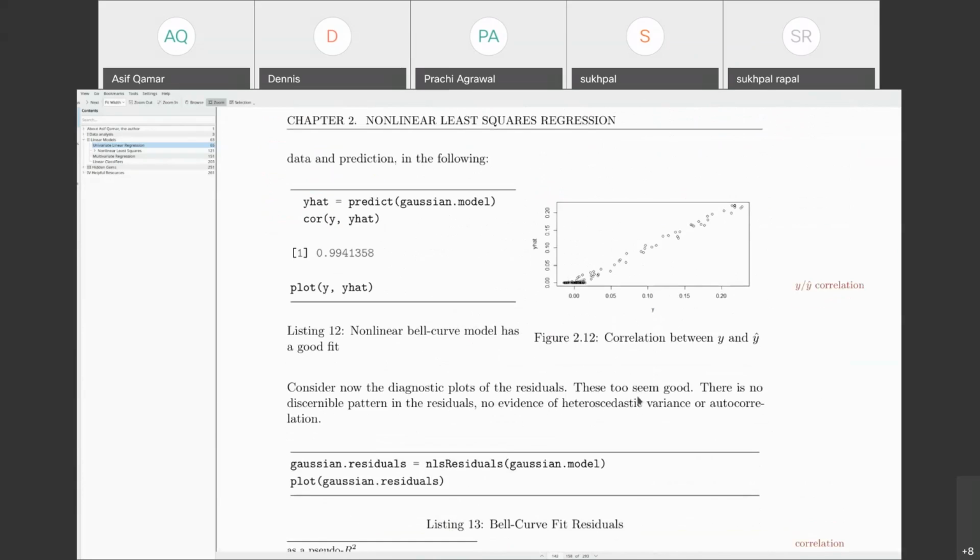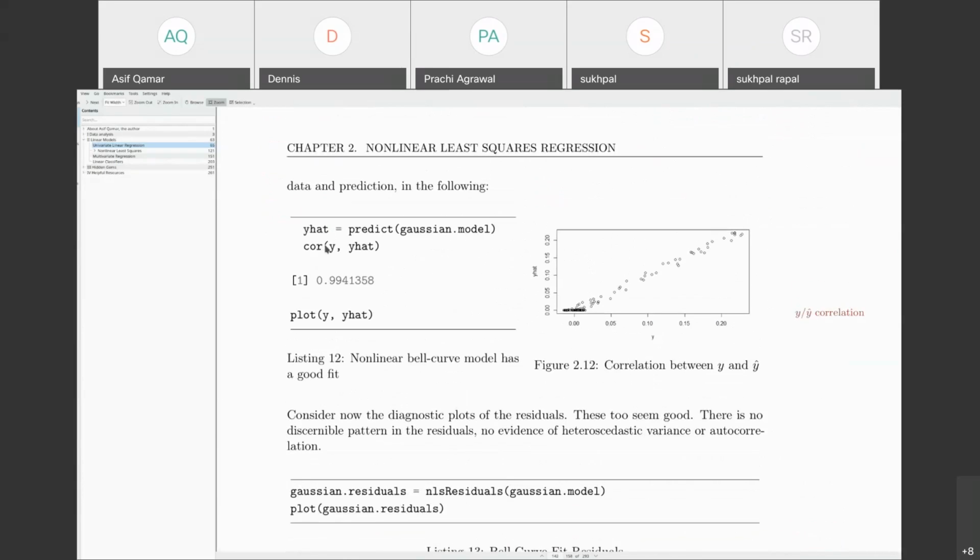Then what do we do? We go and look at the y versus y hat plot, prediction versus reality plot. And when we do that, it seems to be having an even better correlation. Do you see 99% correlation? Now remember, guys, even with polynomial regression, we did not achieve such a high degree of correlation between y and y hat. So this model trumps even the polynomial regression that we made.